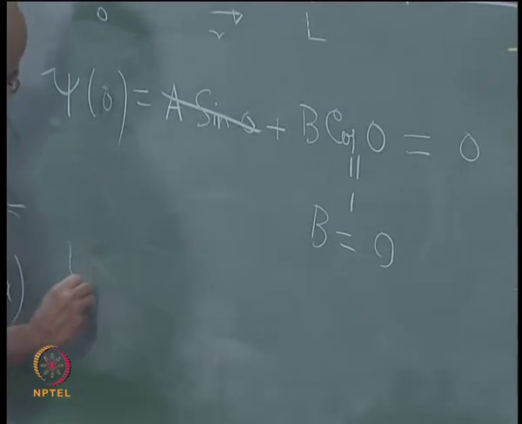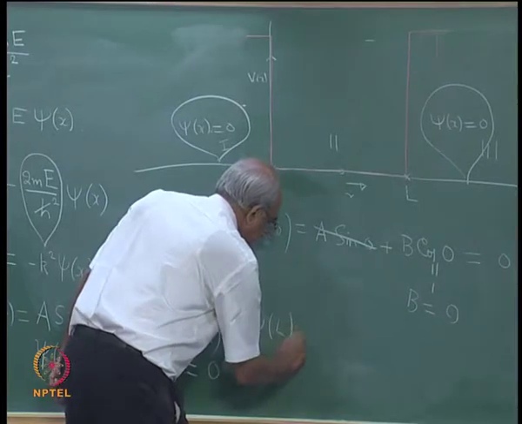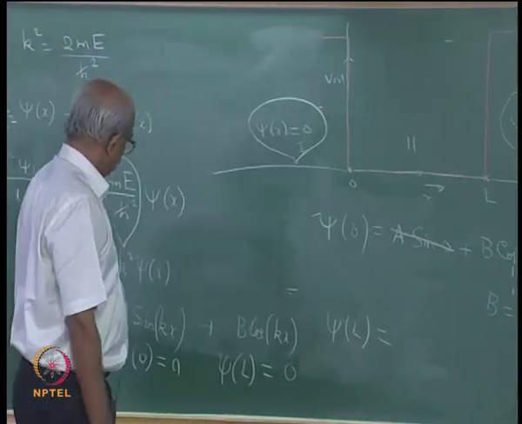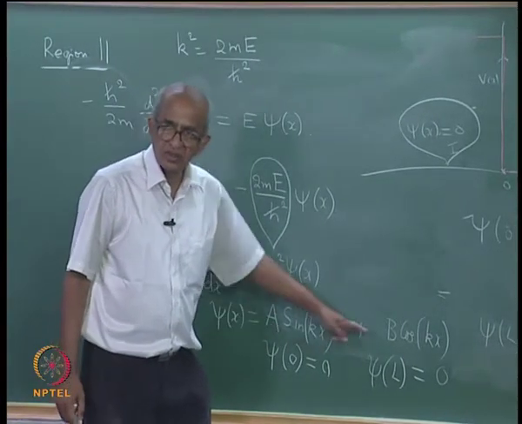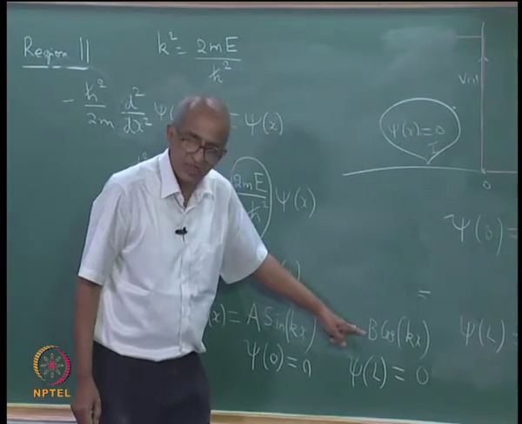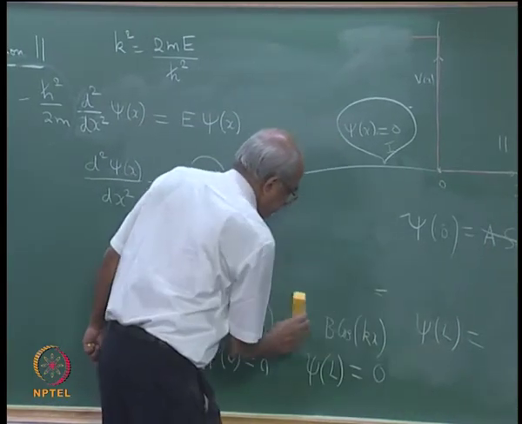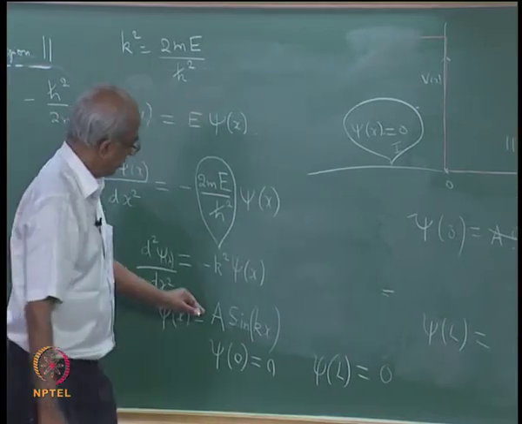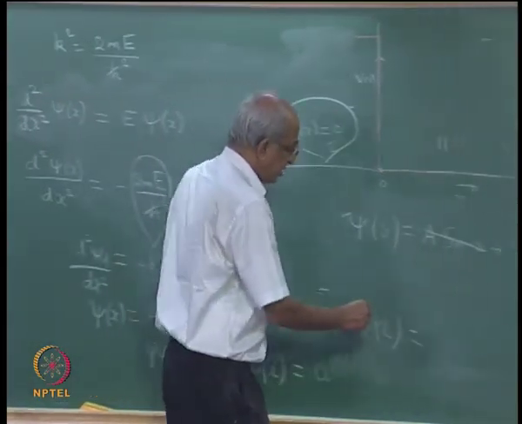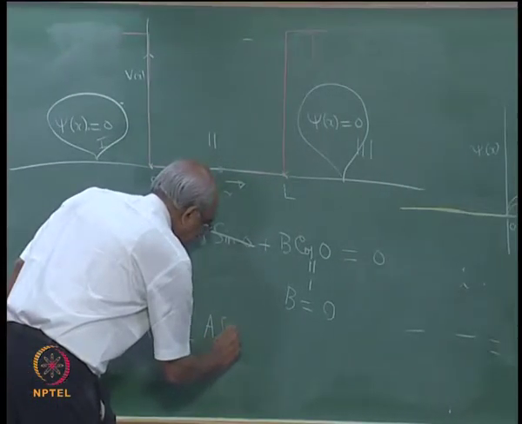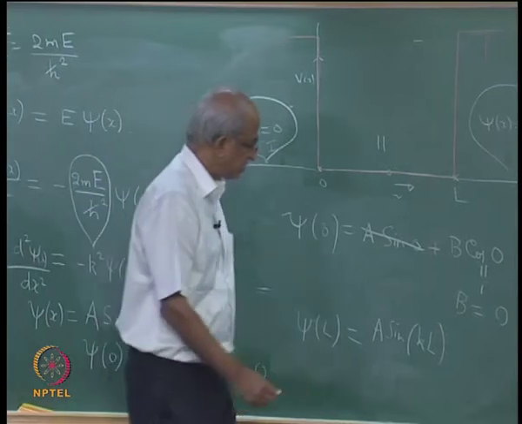Then psi at x equal to L. This is the general form of my function, but now I have found that in order to satisfy my first boundary condition, B must be 0. So let me put B equal to 0, this term goes, and that is my function now. And in there, if I put x equal to L, what will be the answer? The answer is going to be A sin kL, and this must be equal to 0.